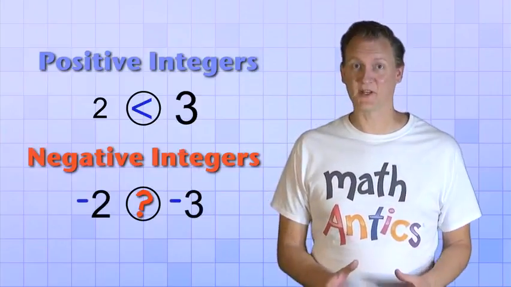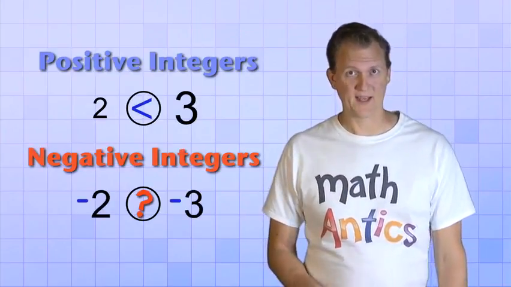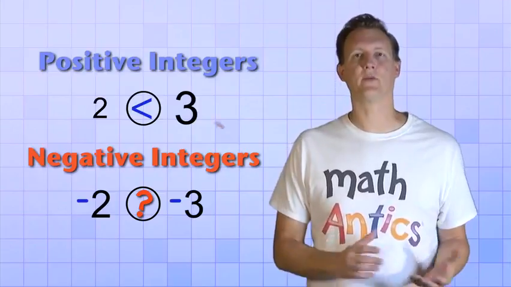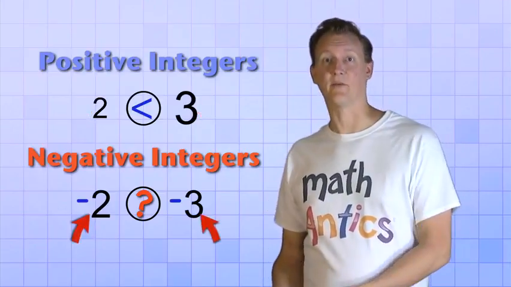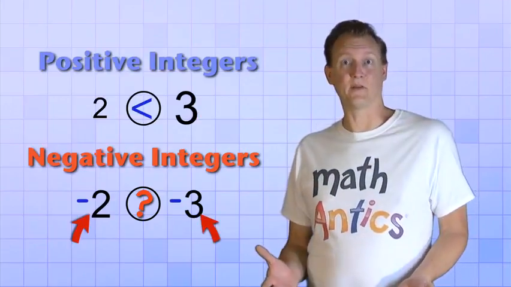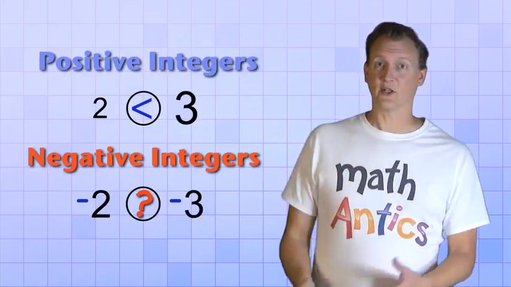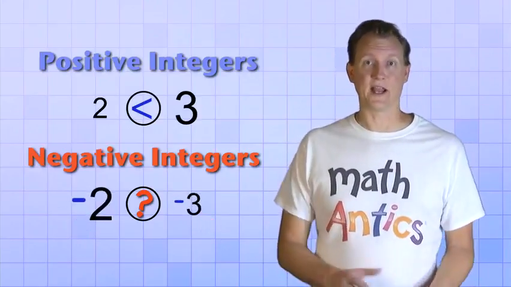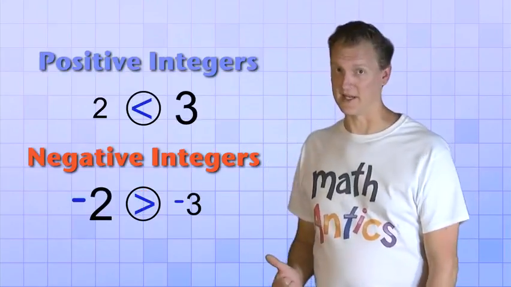This is where negative numbers can be a little tricky, especially if this is your first time learning about them. That's because you're so used to 3 being bigger than 2 that when you see -2 and -3, it's really tempting to think that -3 must be bigger than -2, but it's not. -3 is actually smaller or less than -2. And to help you understand why, let's look at our number line again.